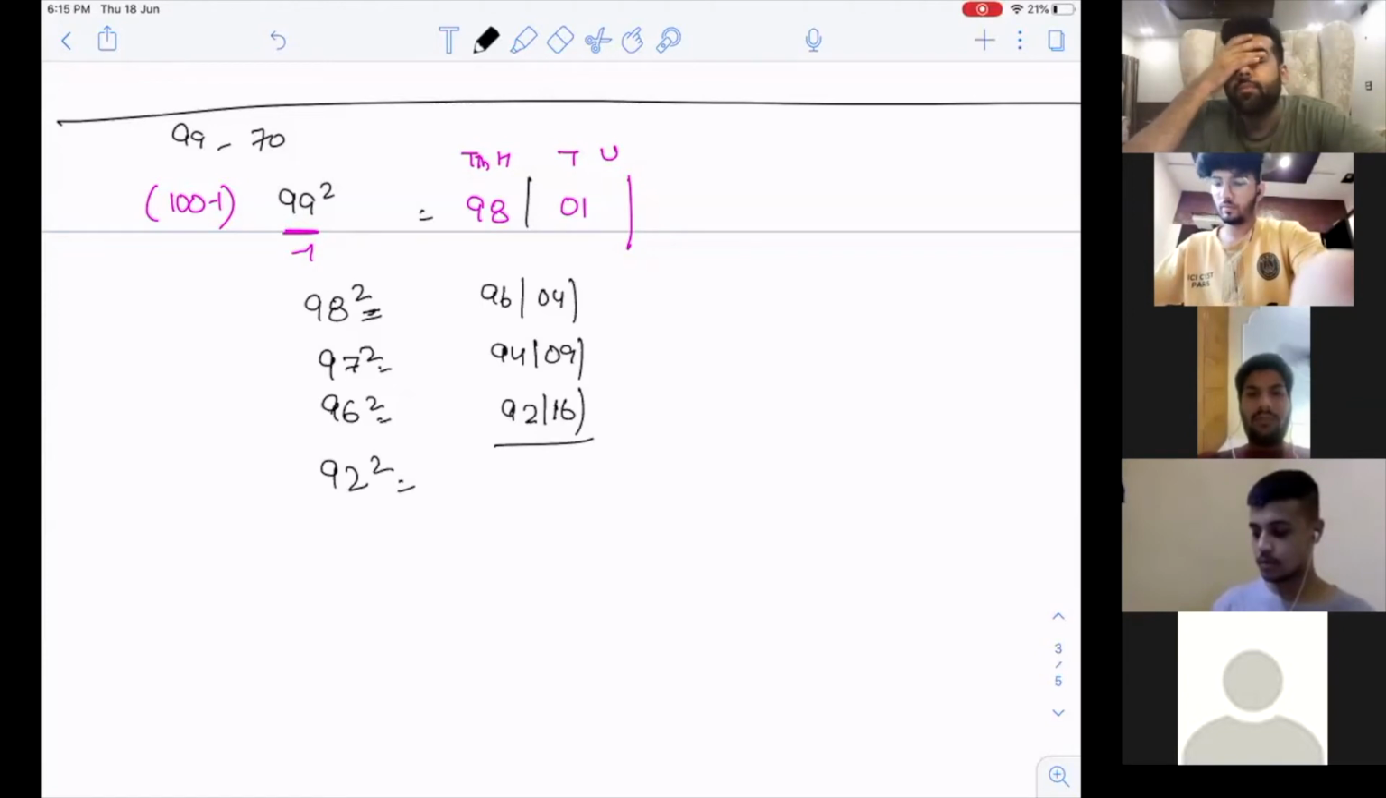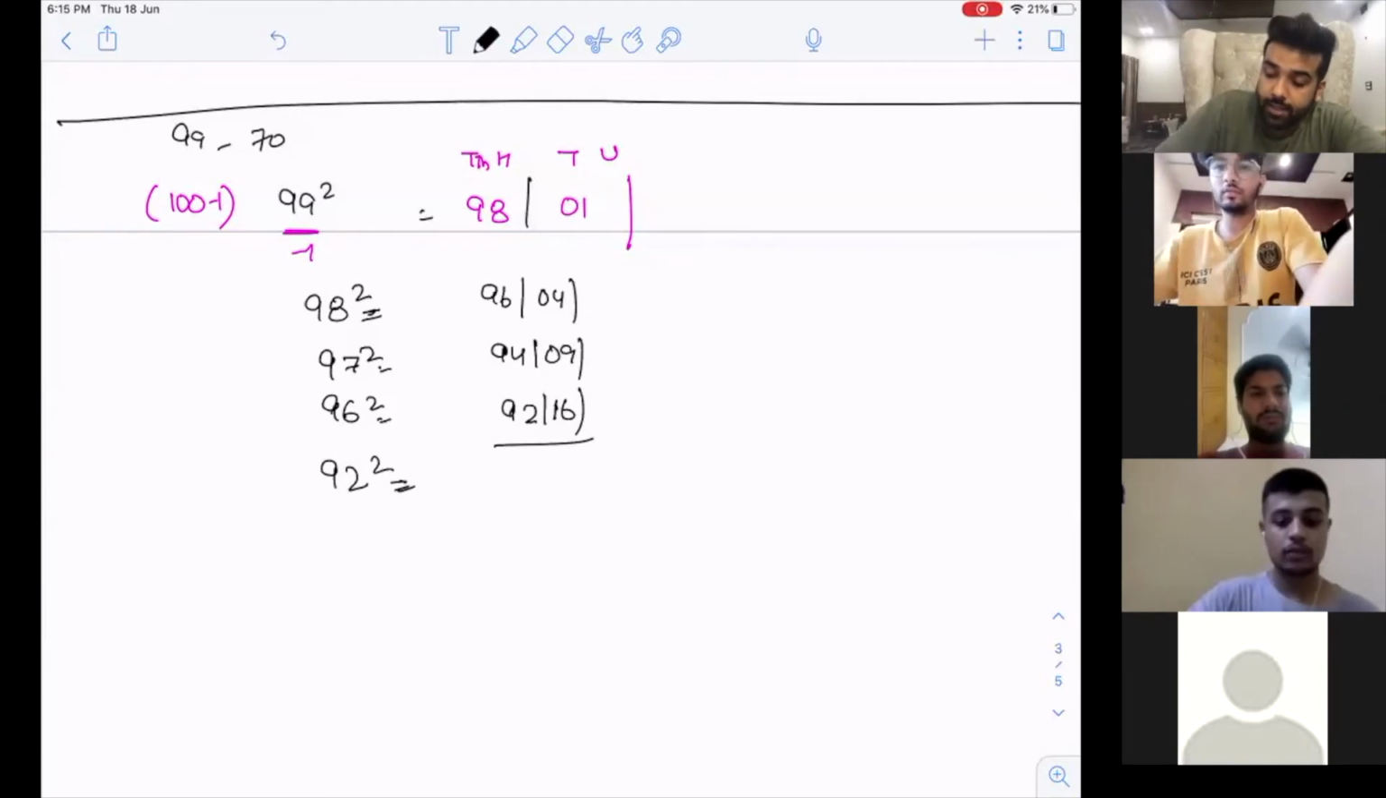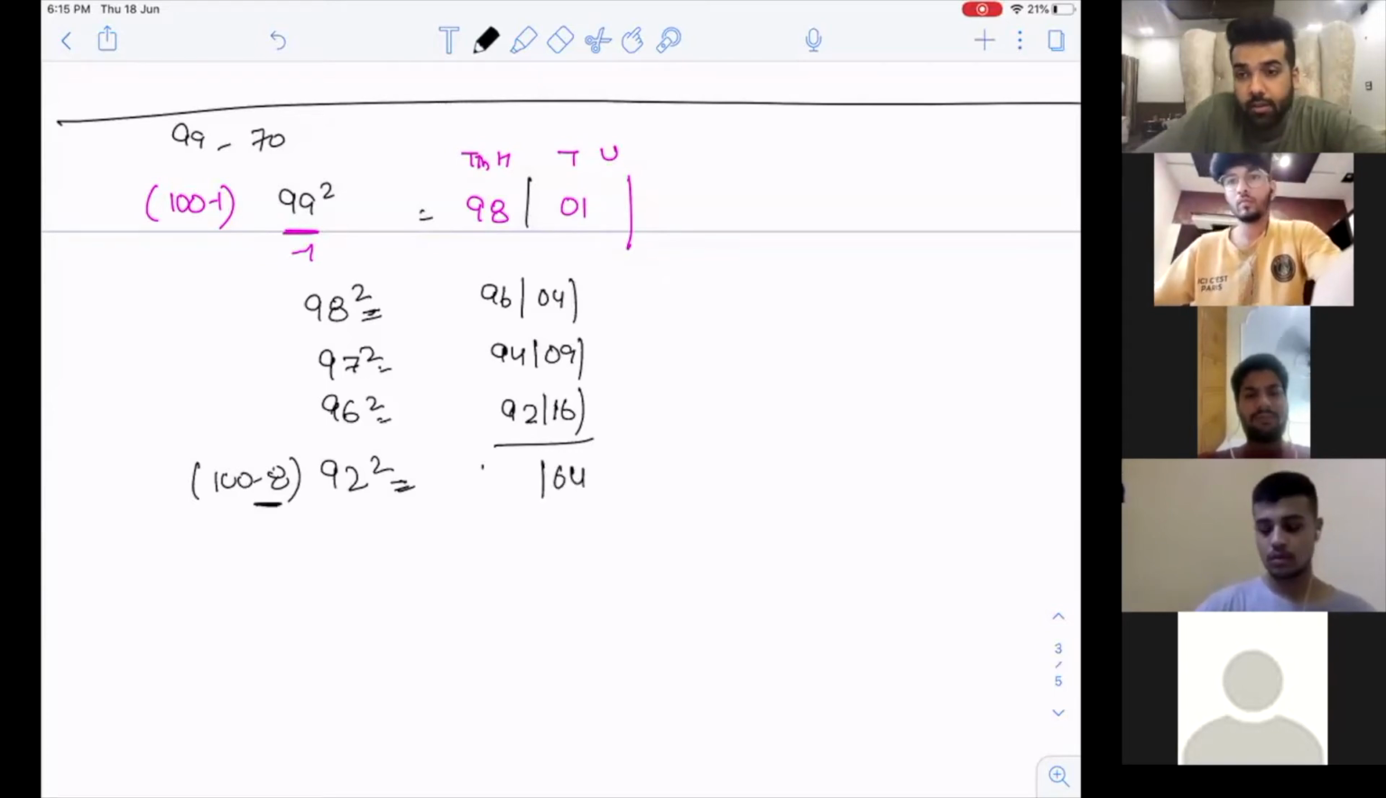I'm not able to get that, sir. Okay. What we do in this case is we subtract. How's this number coming? 100 minus 8. First the number, and behind it the square of the same. What is the square of 8? 64. 92 minus 8 will be how much? 84. So 8464, because it's 8 square. 404 is the wrong answer.